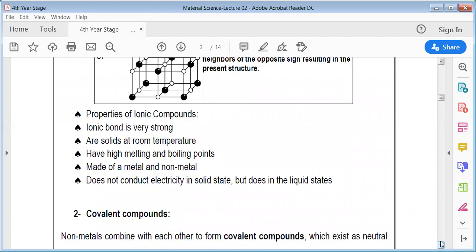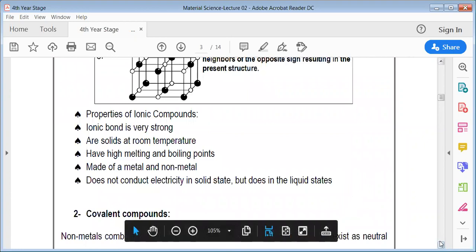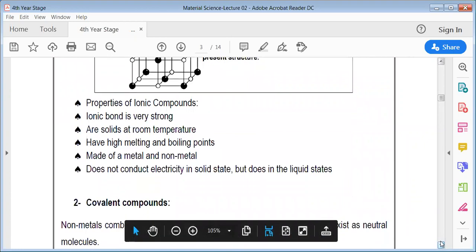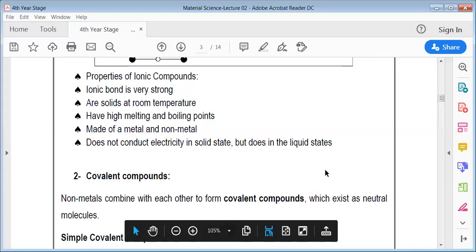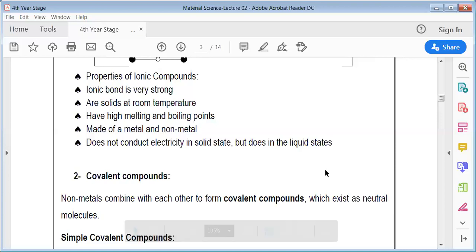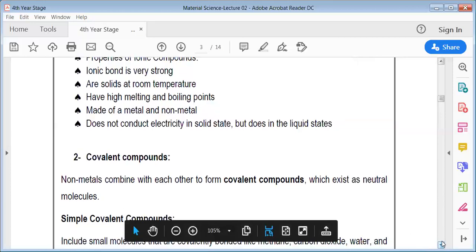So in general, the properties of ionic compounds: the ionic bonds are strong, and they are usually solid, and they have high melting and boiling points. They are made of metal and non-metal, and they conduct electricity when they are in solution or melted, but they don't when they are in solid state.